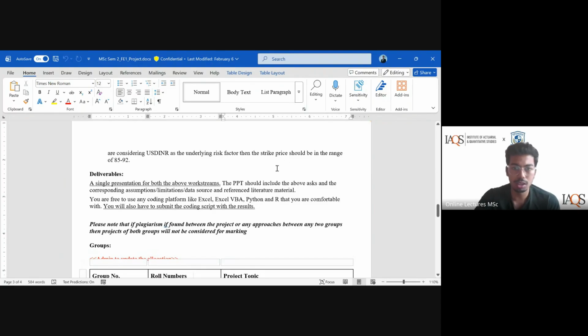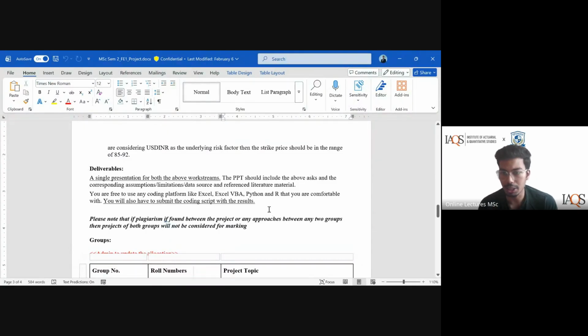As part of the deliverable, you will submit one single presentation PPT, which will explain both the parts of your project. You will submit all your coding scripts, Excel, Python, R, whatever you've done, you will submit that. As part of the presentation that I'll take, similar to FM, you will use your PPT to walk me through your entire presentation. Cool. Any doubts? Any views?